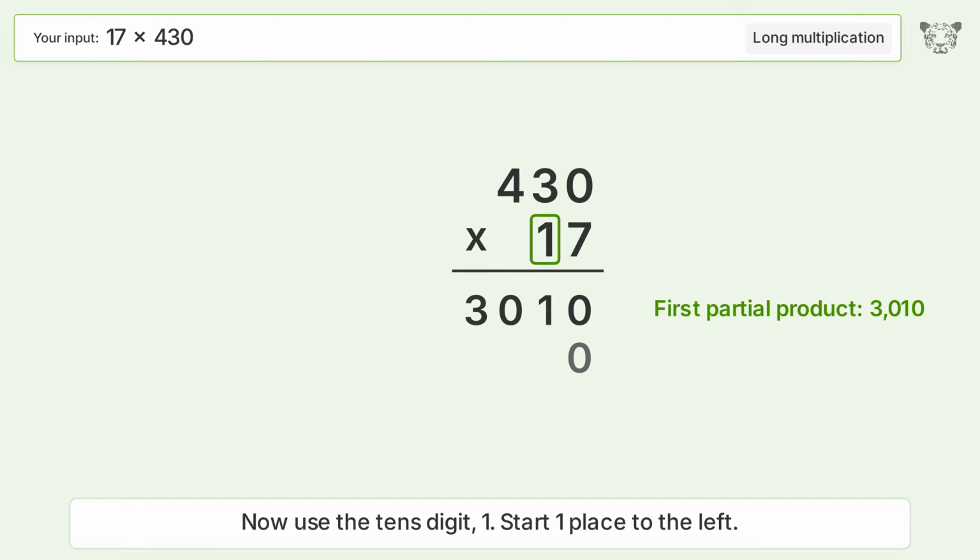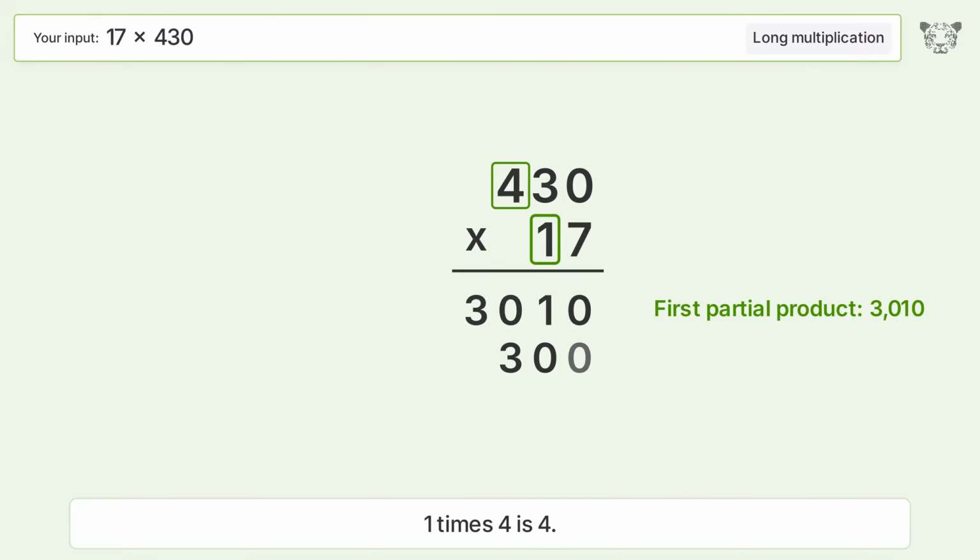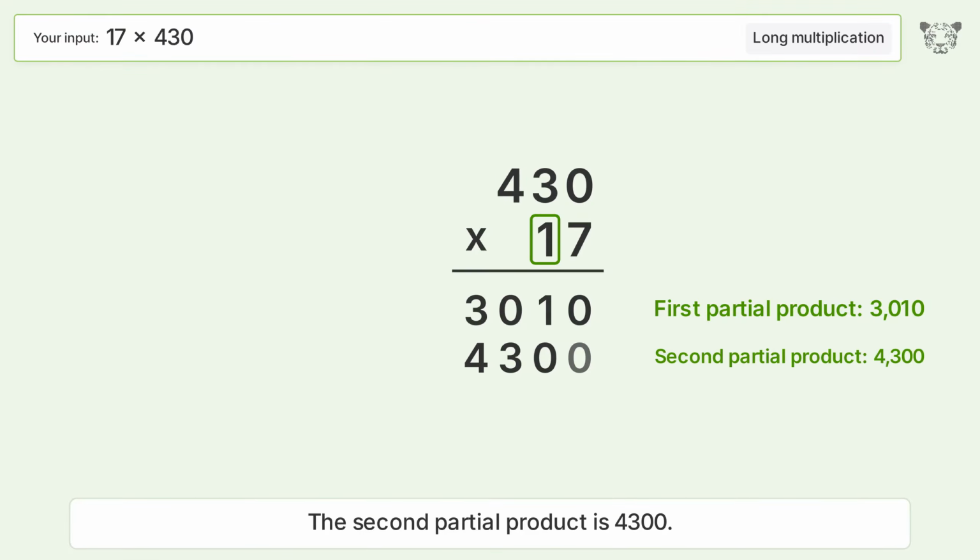Now use the tens digit, 1. Start one place to the left. 1 times 0 is 0. 1 times 3 is 3. 1 times 4 is 4. The second partial product is 4300.